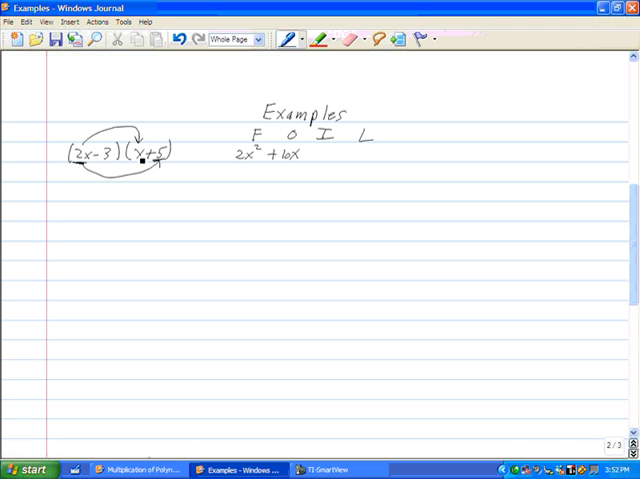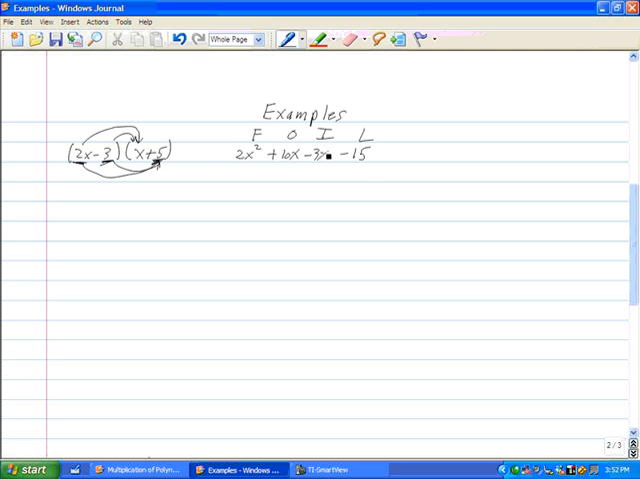Now that the 2x has been distributed all the way through, I'll move on to work with the minus 3. Minus 3 times x is a minus 3x. That's an inner product, and that's what the I stands for. And to finish up with the 3, minus 3 times 5 is a minus 15, which was last times last. So the letters F, O, I, and L have helped you to remember what to distribute and what order it should be done.